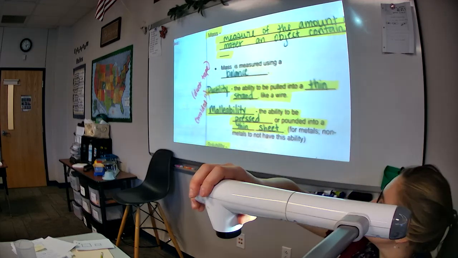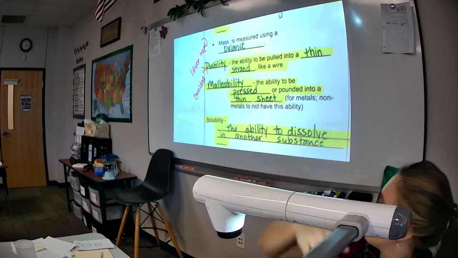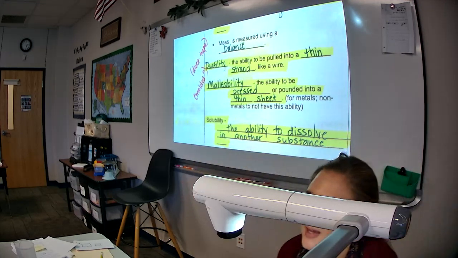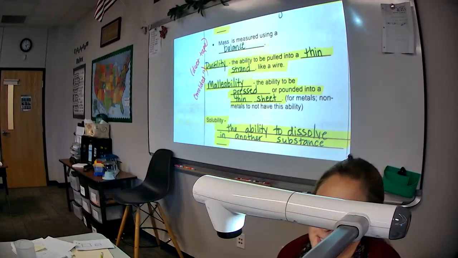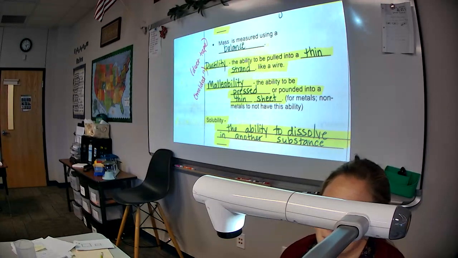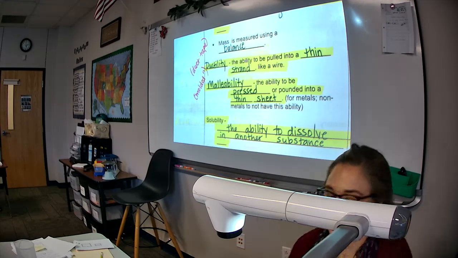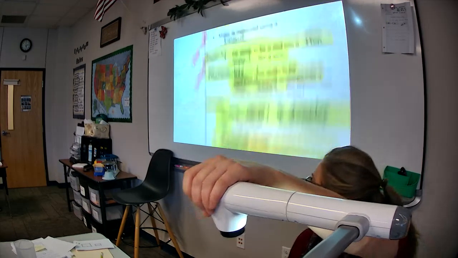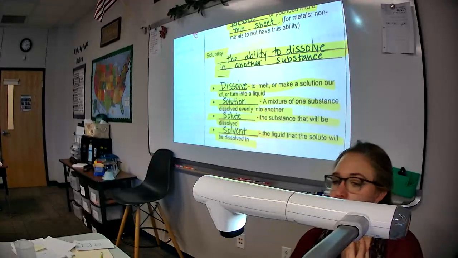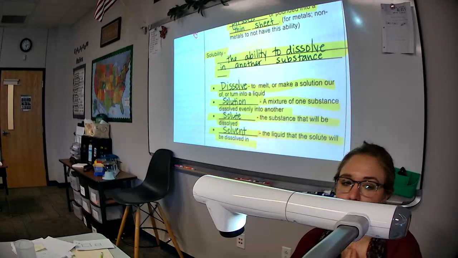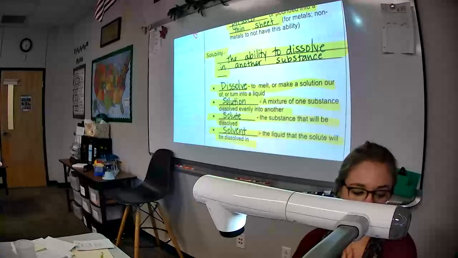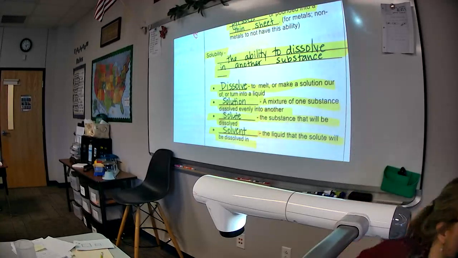Next, the definition for solubility. The ability to dissolve in another substance. Solubility, will it dissolve? Make sure you're with me. Okay. Then below that, all four terms. Dissolve, solution, solute, and solvent.